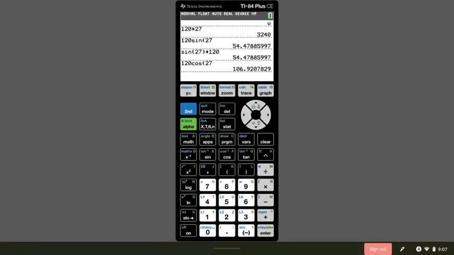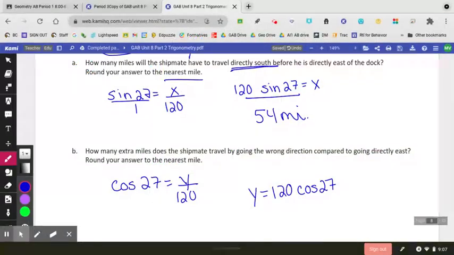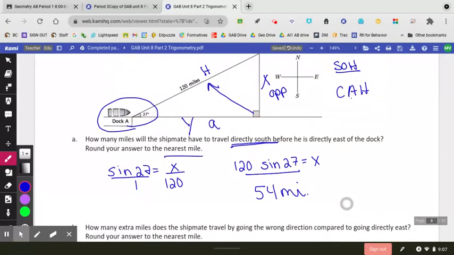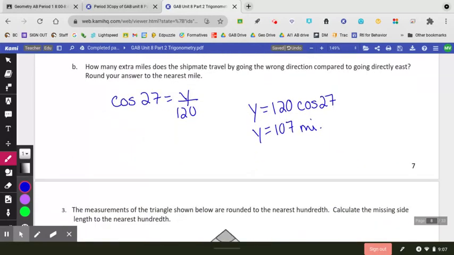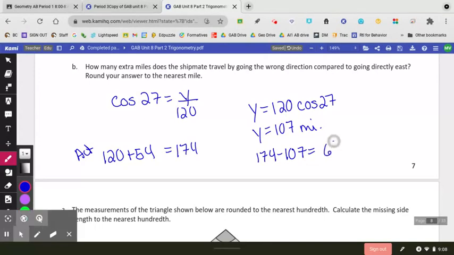And it's 106.9. I believe we're rounding to the nearest mile, so y equals 107. So he should have only traveled 107. He actually traveled 120 miles plus 54 miles. This is how far he actually traveled, which is 174. That's how far he should have traveled, so I do 174 minus 107, which is 67 miles. So he traveled 67 miles too far.